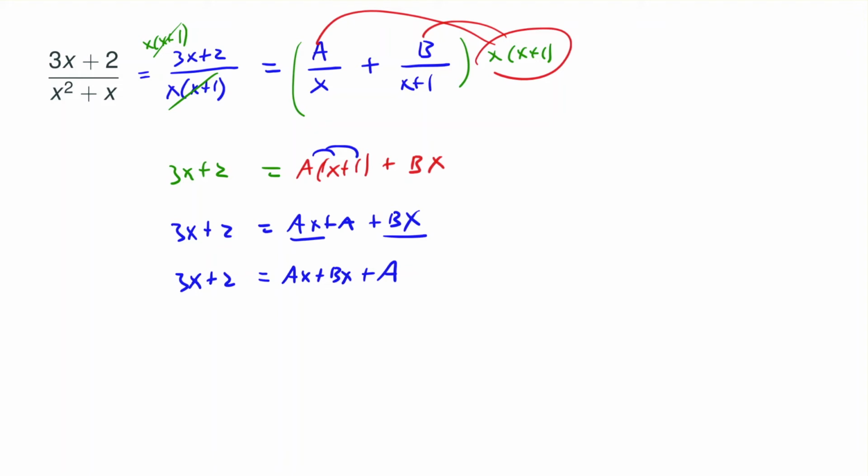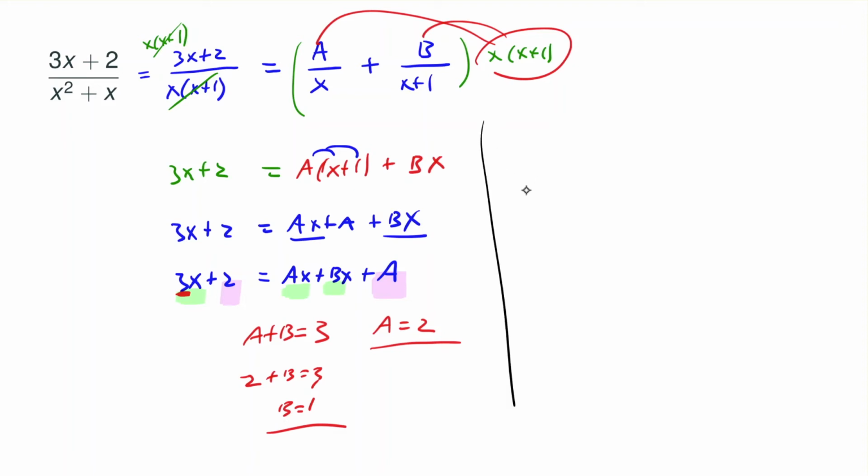So this tells us that ax plus bx must be 3x. And a must be 2. Right? So this tells us that a must be 2. And we know that a plus b must be 3. So we found what a is, so what is b? 2 plus b equals 3, b is 1. Right? So our final answer is that we're able to decompose this.